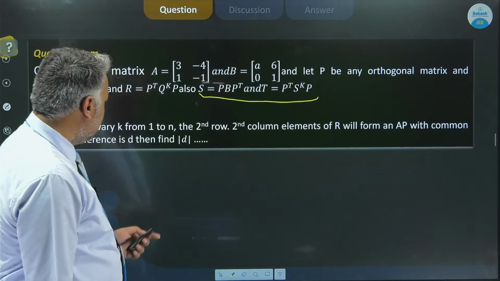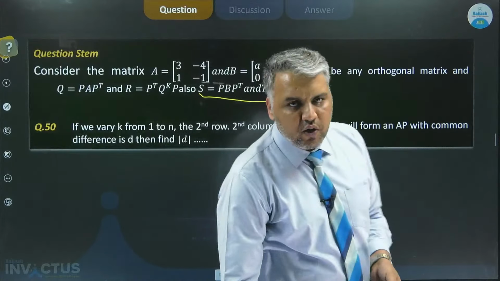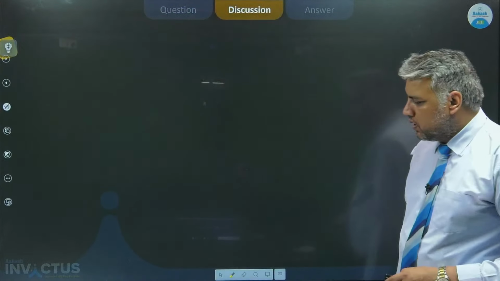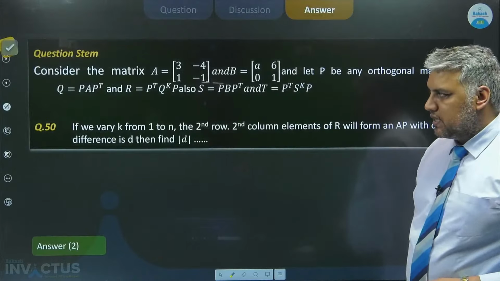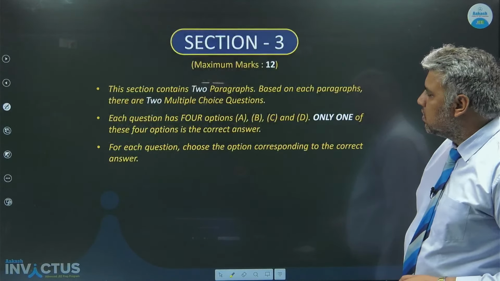Okay. But we have to calculate mod D. So that means mod of minus 2 is 2. 2 is the answer. Let's check again. 2 is the answer of question number 50 also. Moving to the next question.